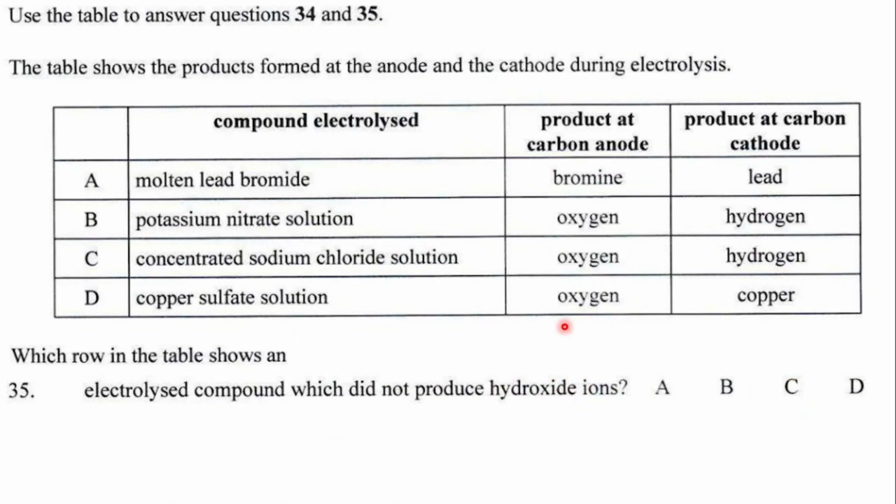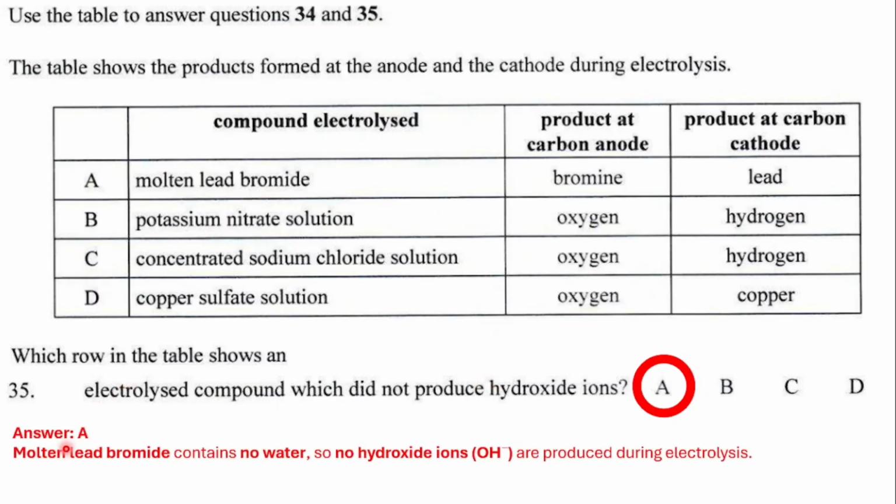Let's move on to question number 35, and it says, which row in the table shows an electrolyzed compound which did not produce hydroxide ions? Is it A, B, C, or D? We're looking at the same table. So the correct answer is definitely going to be A, because we're looking for which electrolyzed compound did not produce hydroxide ions. And it's A, because molten lead bromide contains no water. So no hydroxide ions are produced during electrolysis. So the correct answer is definitely going to be A.